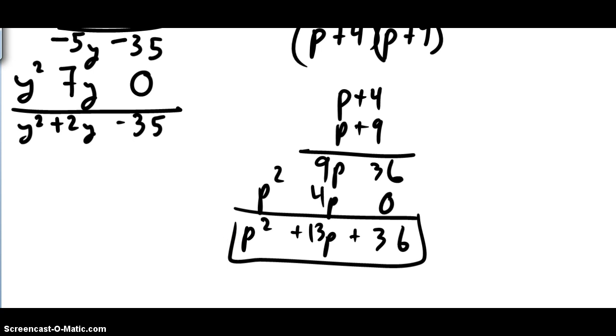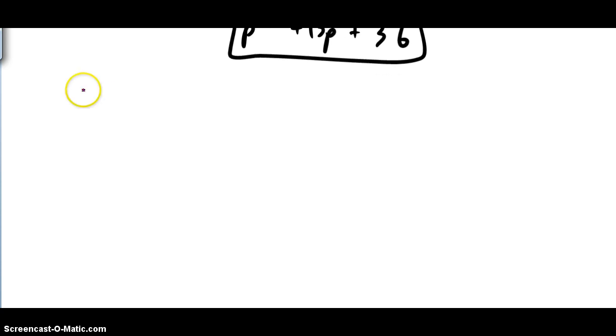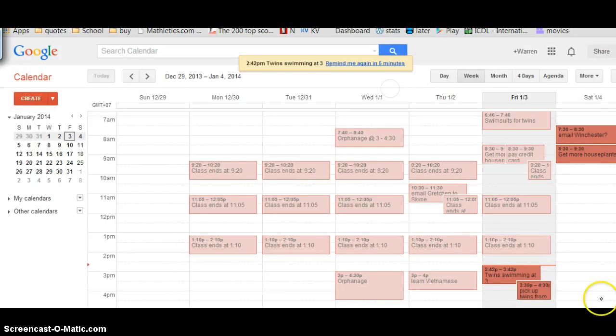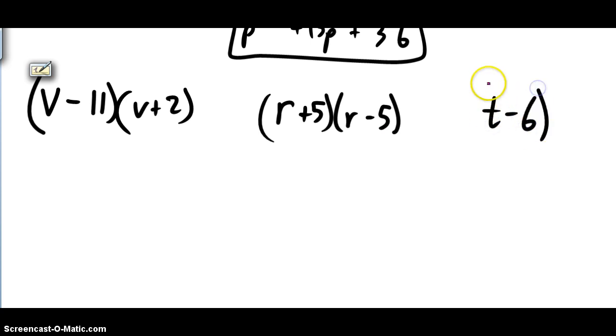Okay, good. Now, I'm going to have you practice a couple more. We're going to call it done. I want you to try v minus 11 times v plus 2. Actually, 3 more. I want you to try r plus 5 times r minus 5. And I want you to try t minus 6 quantity squared. So try each one of these right now, and then check your work in a sec. So pause the video.